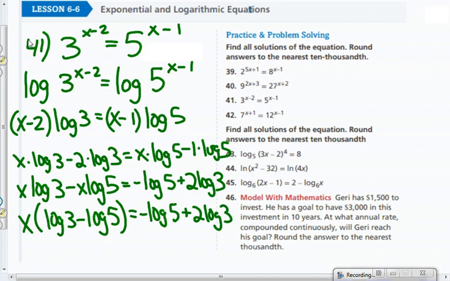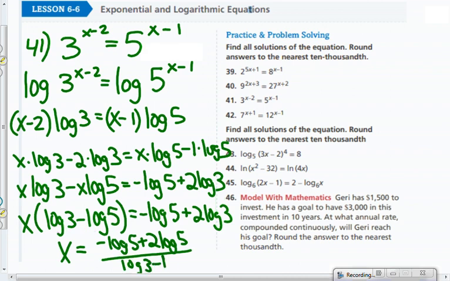We're almost there. Our whole goal was to solve for x. Find x. Where's x? There it is, all by itself. If I divide by log 3 minus log 5, so x will equal this stuff divided by this stuff minus log 5. So that's what I'm about to type in my calculator, and if you're watching the video, it's going to jump straight there.